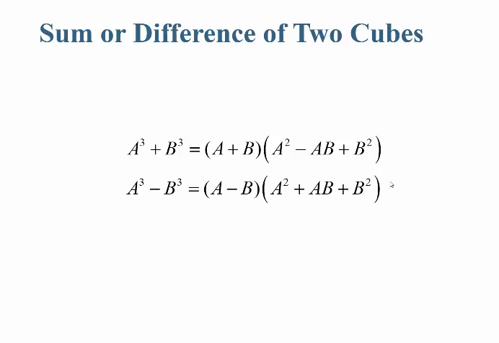You can also have the sum or difference of cubes, and this is just straight up following the formula. If you have a cubed plus b cubed, that will immediately factor into a plus b times a squared minus ab plus b squared. A cubed minus b cubed will factor into a minus b times a squared plus ab plus b squared.